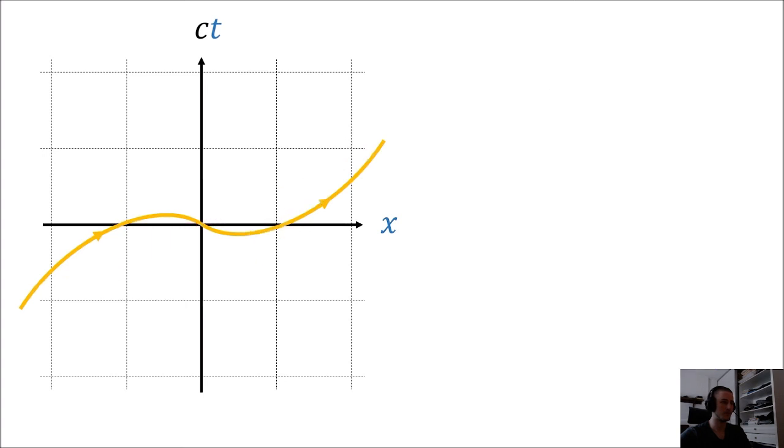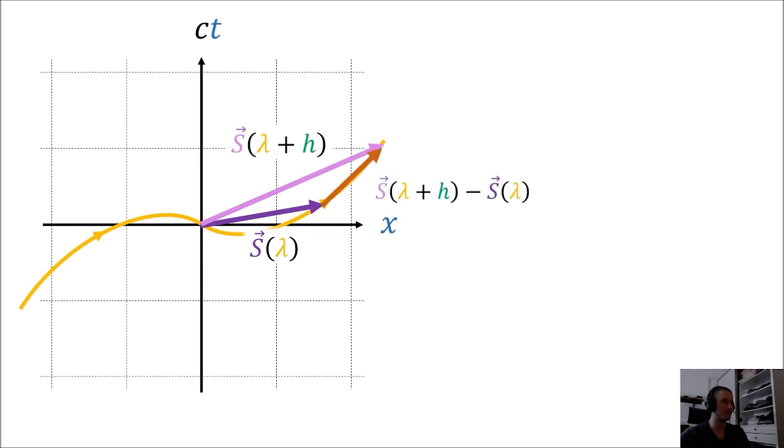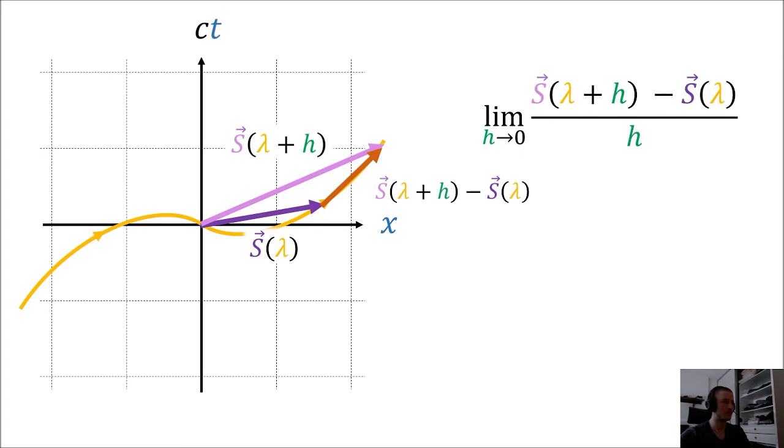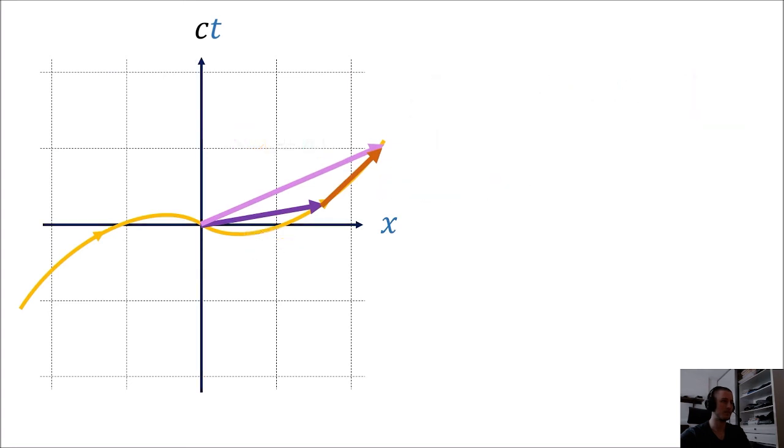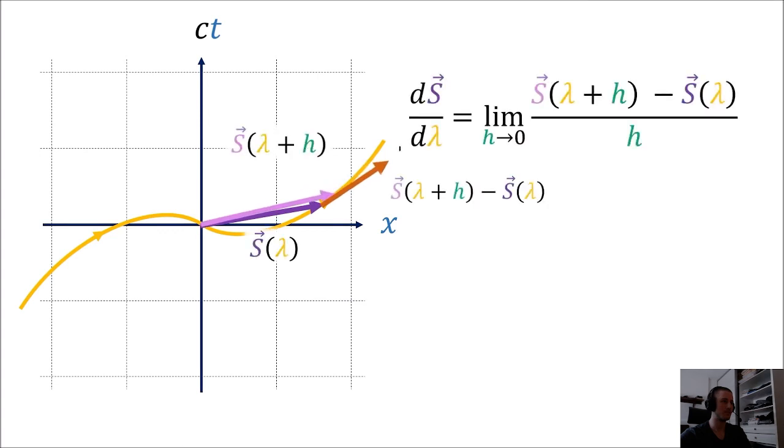To get a tangent vector along this curve, we start with a position vector s of lambda, and then pick another position vector s of lambda plus h, which is a small step h ahead of the first vector. The difference of these two vectors looks like this. If we divide this difference vector by h, and then take the limit as h approaches 0, we get the derivative of s with respect to lambda, ds by d lambda. As we make h smaller and smaller, this vector becomes a vector that's tangent to the curve. So this derivative, ds by d lambda, is a tangent vector along the curve s of lambda.